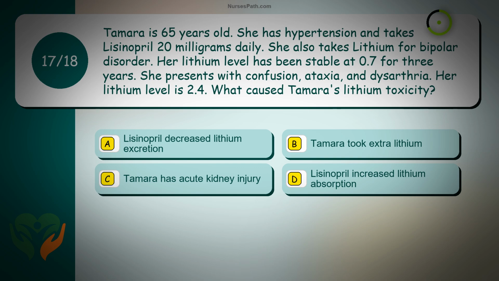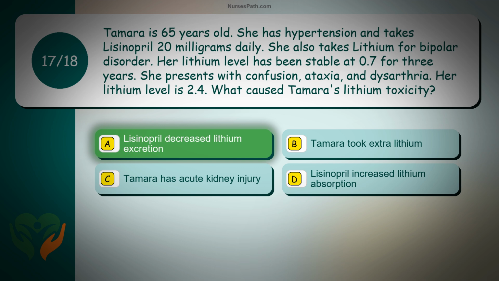Option A, lisinopril decreased lithium excretion. Option B, Tamara took extra lithium. Option C, Tamara has acute kidney injury. Option D, lisinopril increased lithium absorption. The correct answer is option A, lisinopril decreased lithium excretion.